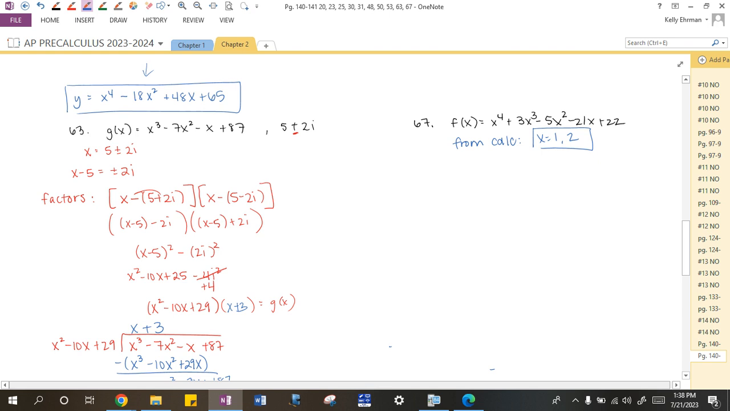There should be two other answers because this is degree 4. We should have exactly 4 complex zeros. So you can either FOIL the factors x minus 1, x minus 2 together, and then do what we did in 63, get some quadratic that you then do long division with. Or, like we did in our notes, you can take these separately and do synthetic division in any order. So I chose to pick 1 first. I kind of like synthetic division. I find it to be a little bit faster.